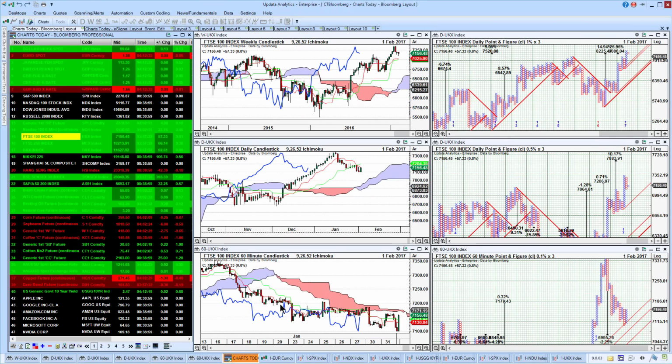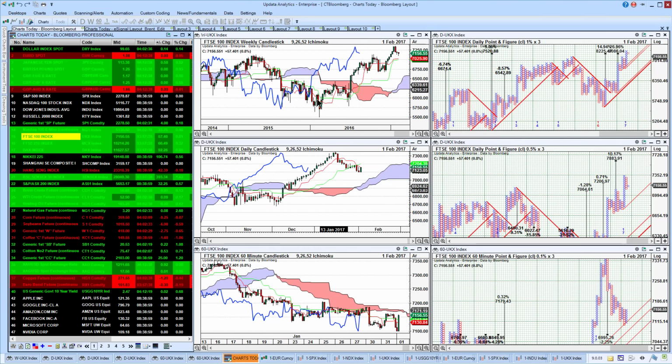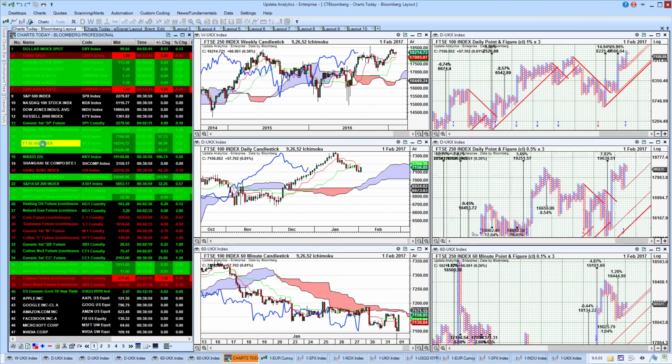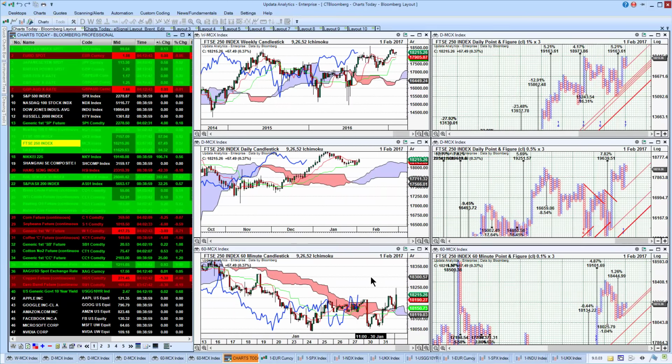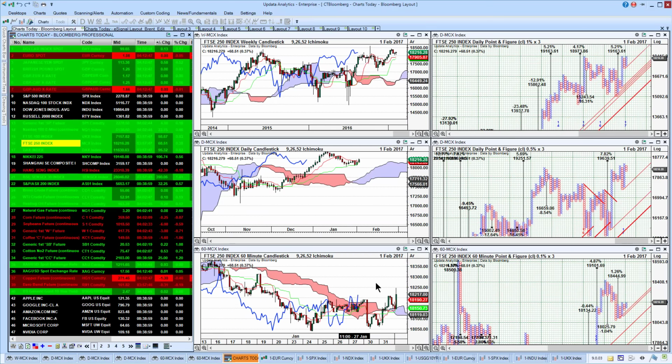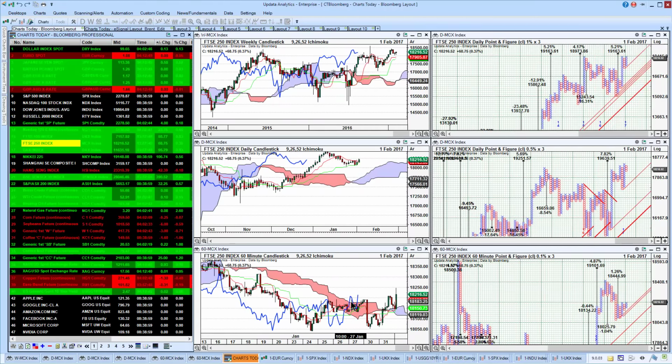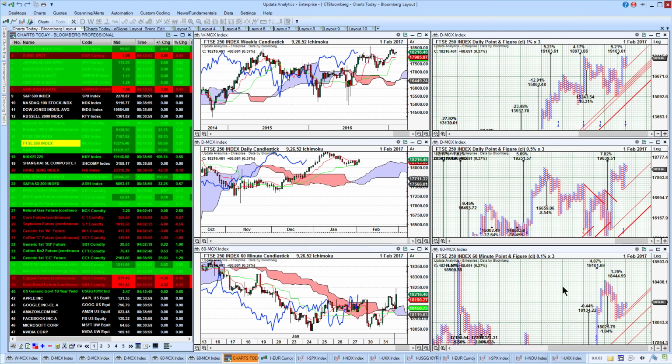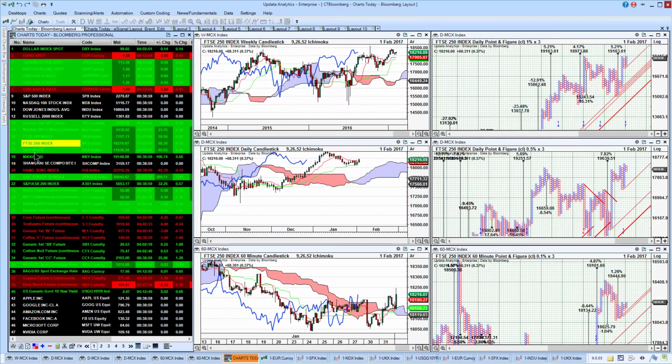FTSE. Interestingly, we're still below the cloud, so not looking as strong as the US markets, but we are still bullish long and medium term. And the FTSE 250 is just coming through the cloud this morning, less of a sterling impact on this index than the FTSE 100. So we are just seeing a recovery in mid caps, taking us into bullish, bullish, bullish. We've got pretty well bullishness on all three time frames now.